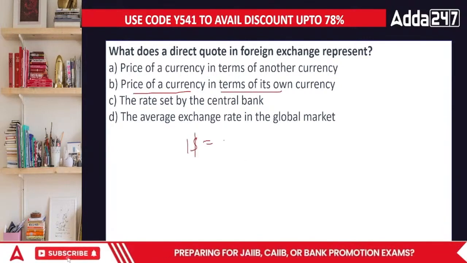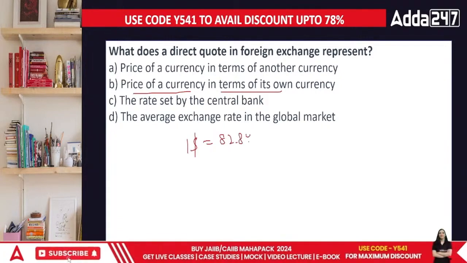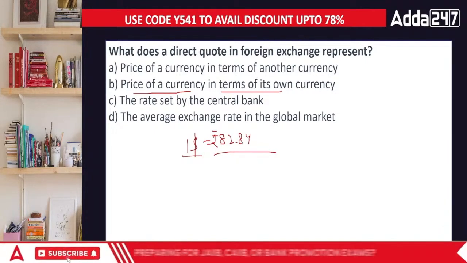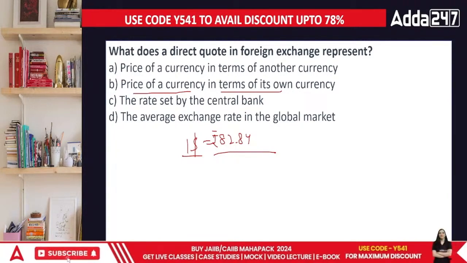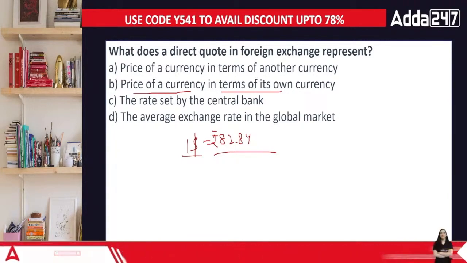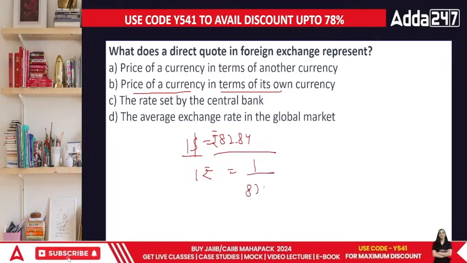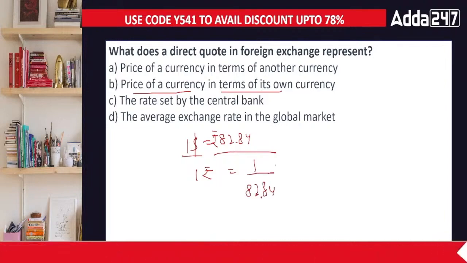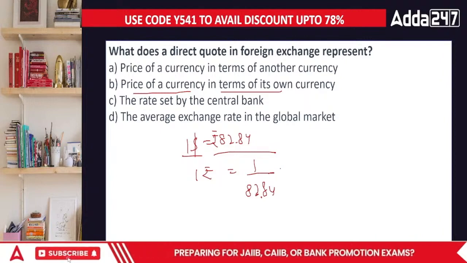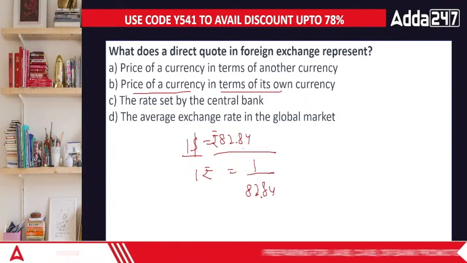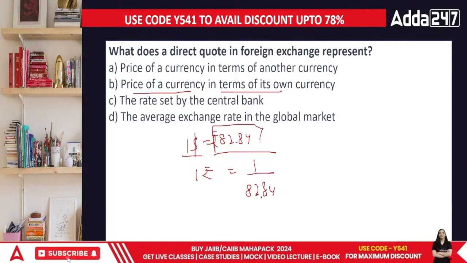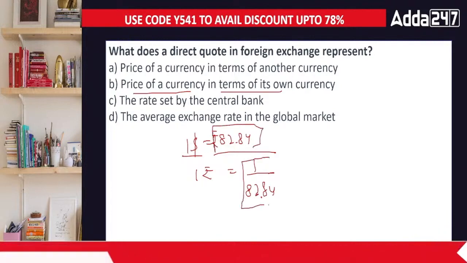$1 is equal to 82.84 rupees. This particular situation is called the direct quote, everyone. And what if they ask for the indirect quote? How many dollars will you buy with 1 rupee? So it is going to be 1 rupee is equal to 1 divided by 82.84. This is conversion, everyone. In this case, this is the formula.